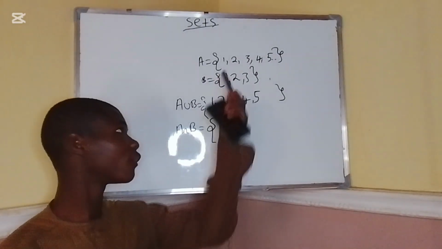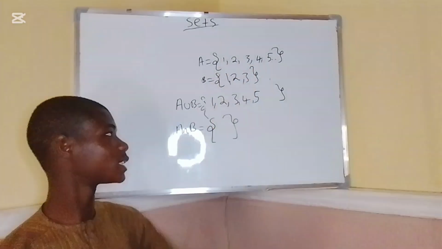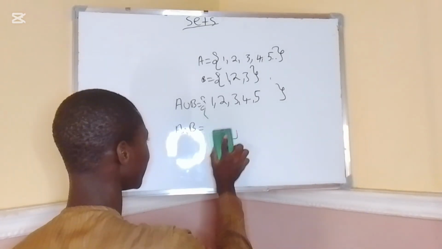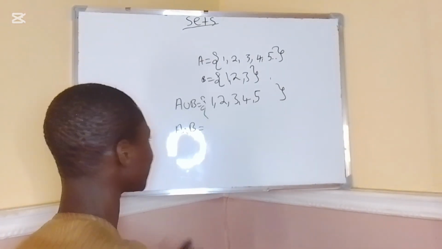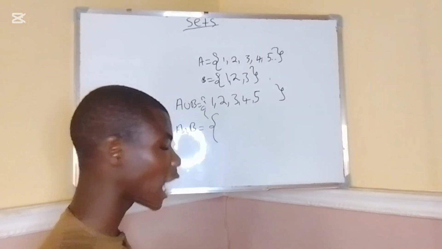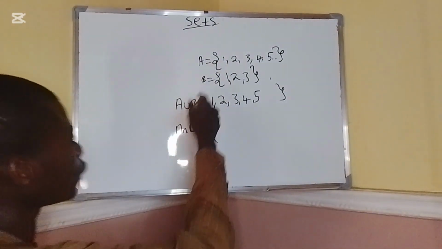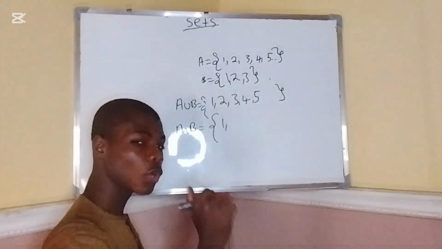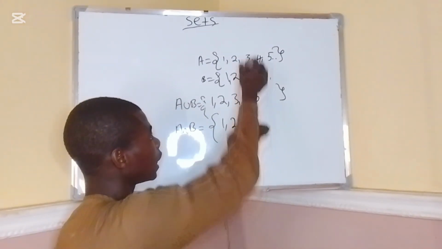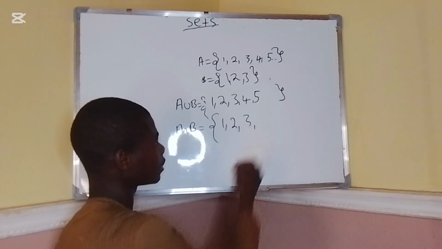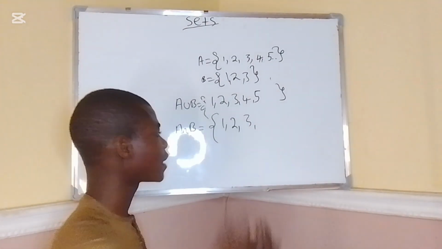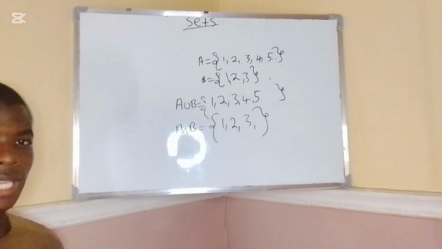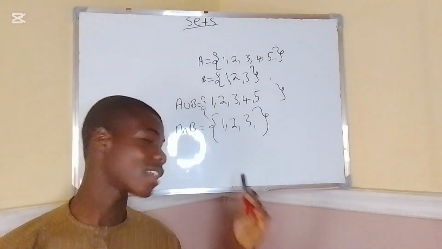So therefore this is the union of set A and set B. Now let's take A intersection B. Let's take a look at A and B. 1 appears, 1 appears, so therefore I have 1. Also 2 appears, so I will have 2, and 3 appears, 3. There is no more number that appears, so I will close my curly brackets. That is the intersection.